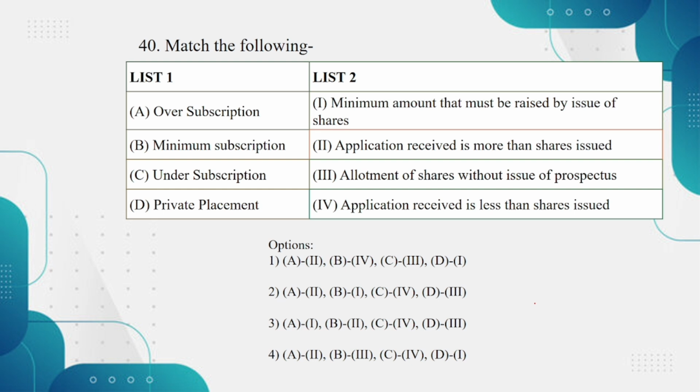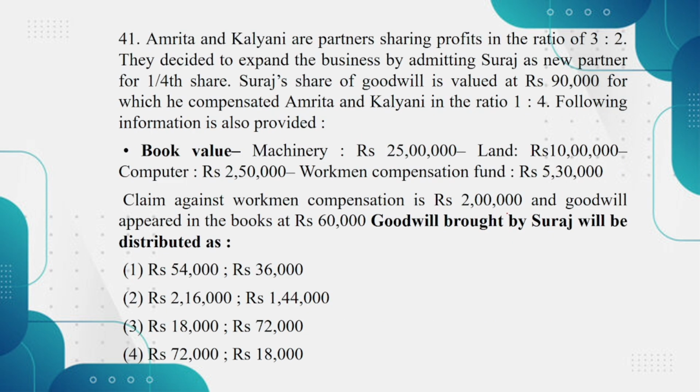Match the following. Over subscription means, you know very well, application received more than the shares issued. Minimum subscription, we have to remember, is the minimum amount that must be raised by issue of shares. And under subscription means application received less than the shares issued. Private placement means allotment of shares without issue of prospectus. If you are issuing prospectus, that is public placement. So please read the explanation also.